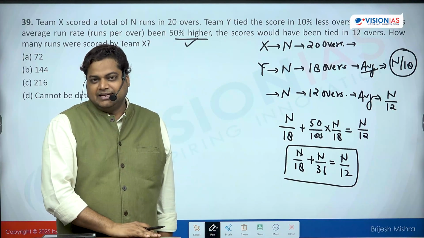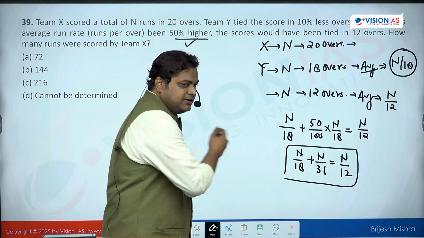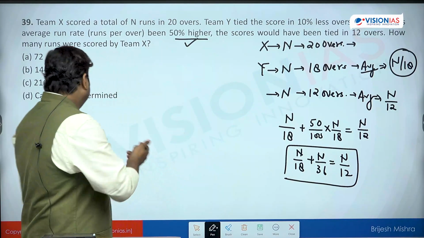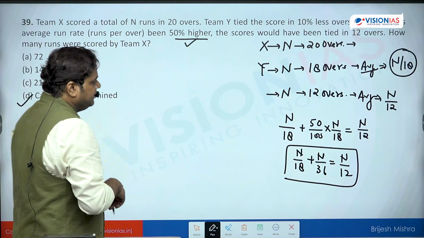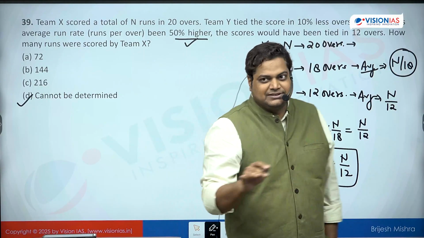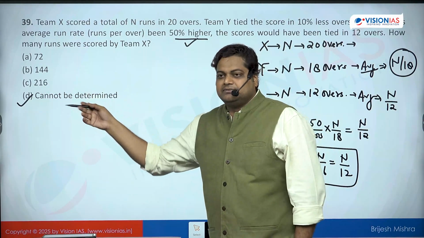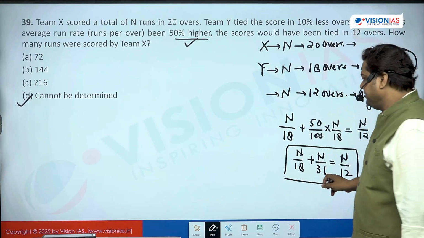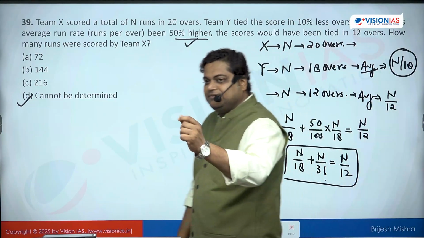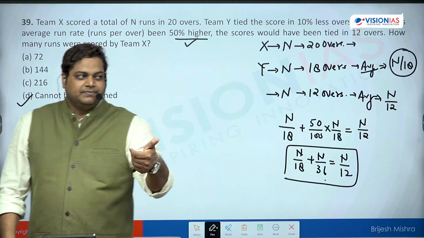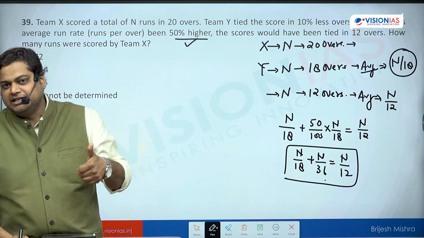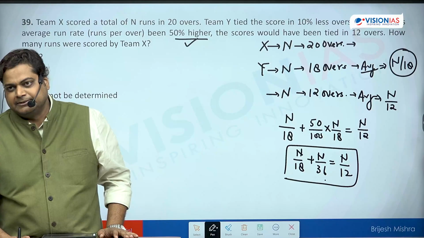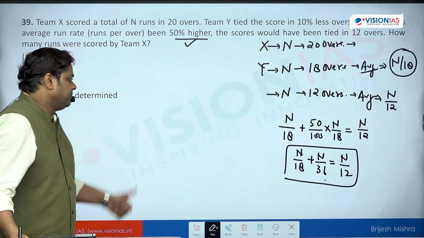है ना? अब हमें पता ही नहीं चलेगा. अब N तो cancel out हो जा रहा है. How can we get the answer? We cannot get the answer. Cannot be determined. And if we check with the options, all the 3 options will seem correct. So this way we have made the equation and we are not getting the variable's value. That means we need one more equation, then only we can get the answer. So the answer cannot be determined.